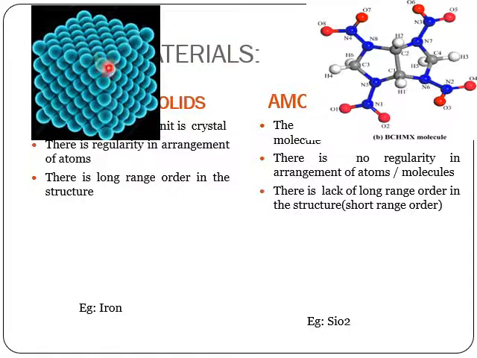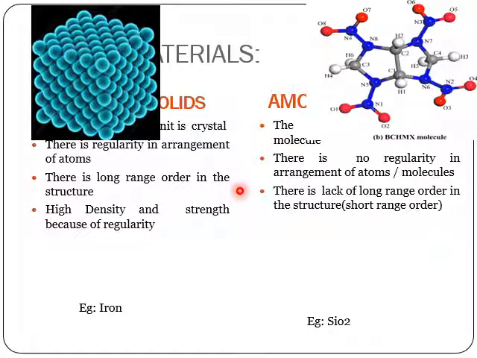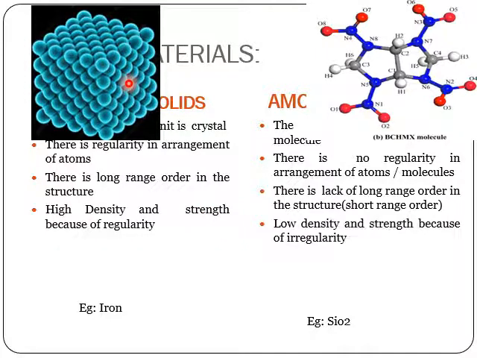Once you take any corner atom from here and move in any direction, there is a proper arrangement of atoms. There is a range, there is proper order. But when you take the amorphous, there is no proper range in the atoms. Because of the proper arrangement of atoms, there is a high density. The atoms are arranged with high density and the strength is high due to the proper arrangement. But here the molecules are randomly distributed, so randomly distributed means the density is low. Because the density is low, the corresponding strength is less.